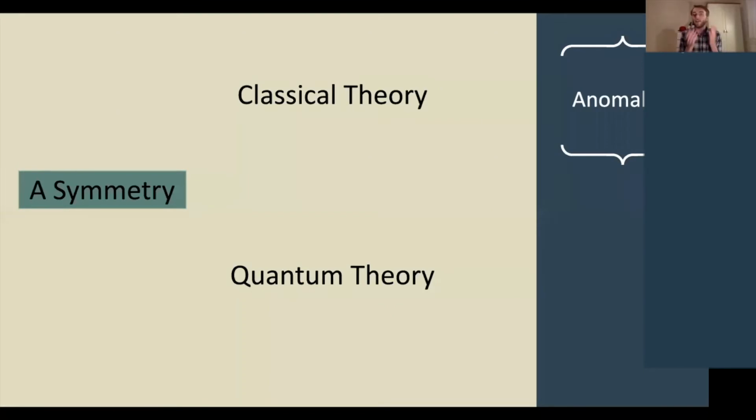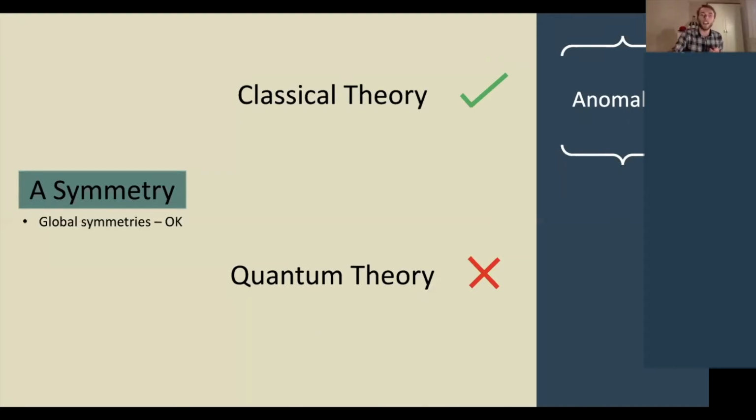And an anomaly is when your symmetry is the symmetry of the classical theory, so your action is invariant under the symmetry, but isn't a symmetry of the quantum theory. And this occurs when that path integral measure isn't invariant under the action of your symmetry group. So when your path integral measure shifts by the symmetry group.